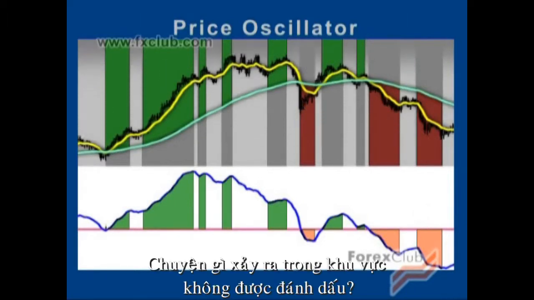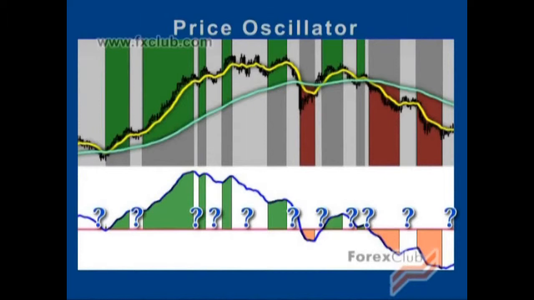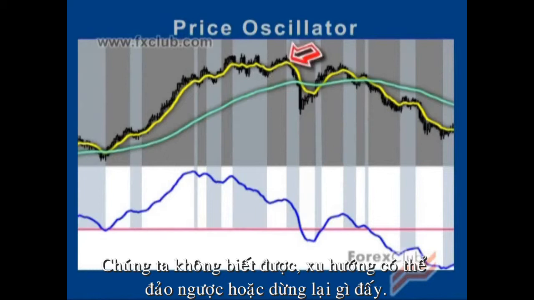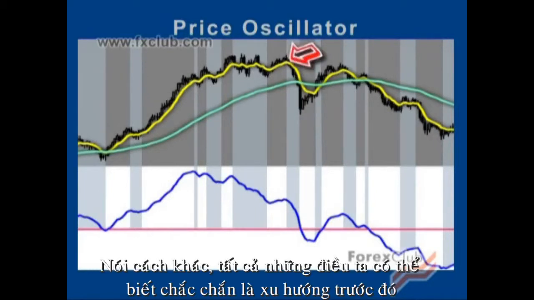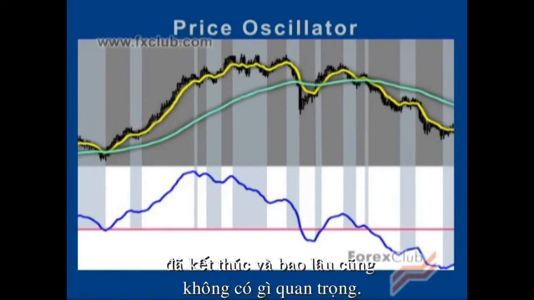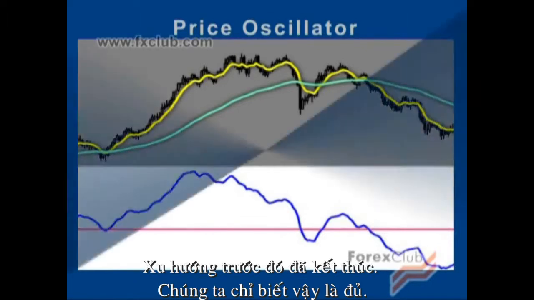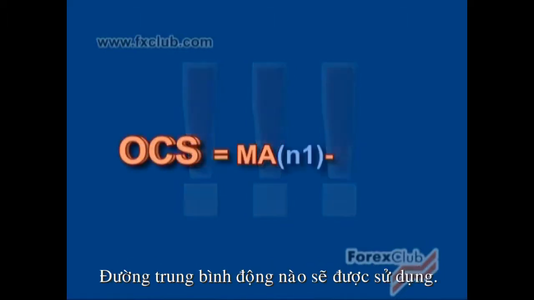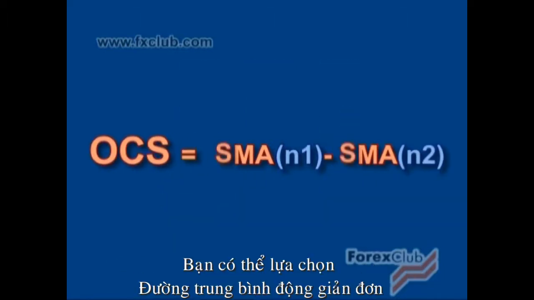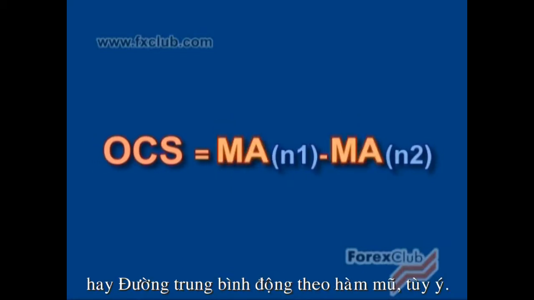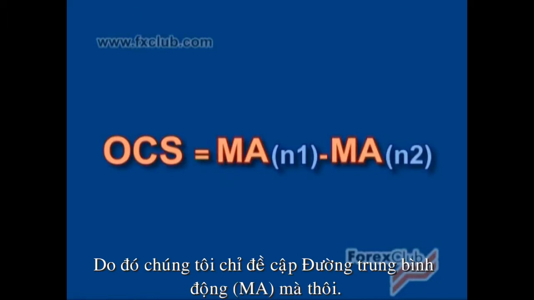And what's going on in the unshaded areas? We do not know. The trend has either reversed here or it's paused. In other words, all we definitely know is that the previous trend has gone, and it's not important how long for. The previous trend has gone, and that's all we need to know. Note please that I've said nothing about the type of moving averages to use. They should either be simple or exponential moving averages. The choice is yours, and that's why we've written them just as MA.